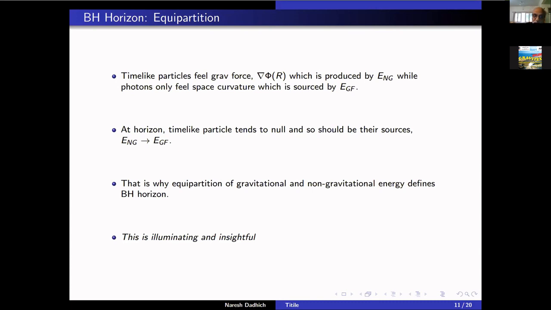Now, as the horizon is approached, a time-like particle tends to be null, or the ordinary particle tends to be a photon. So as the time-like particle tends to be null, the source which produces the acceleration, grad phi, and the source which produces the curvature should also be equal. And that is why the equipartition of non-gravitational and gravitational energy defines the black hole horizon. This is a very illuminating, insightful principle. Let us see whether we can understand something of the Buchdahl limit in a similar way.